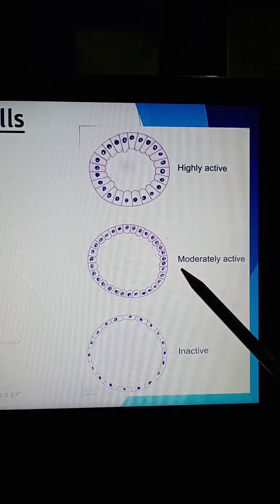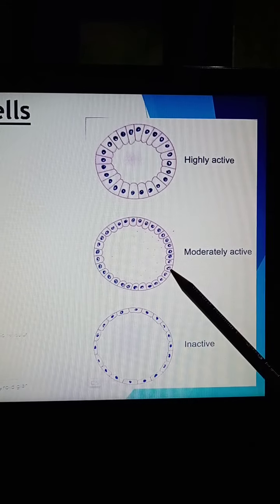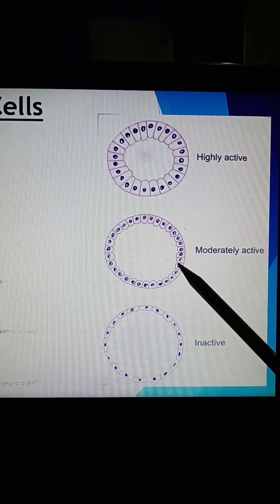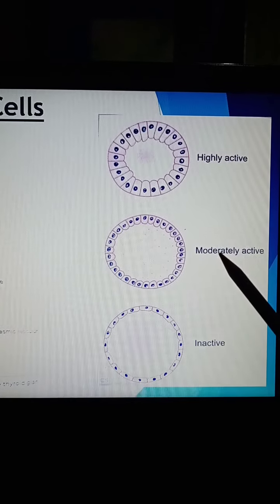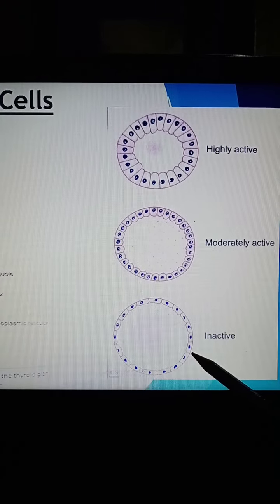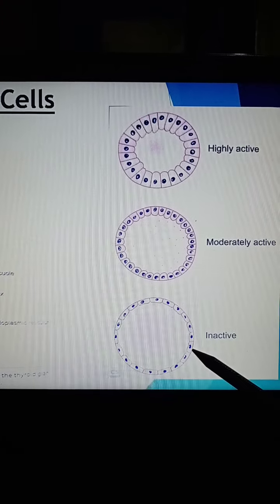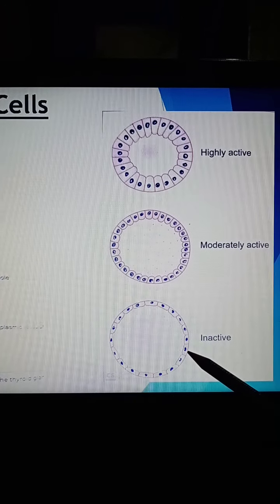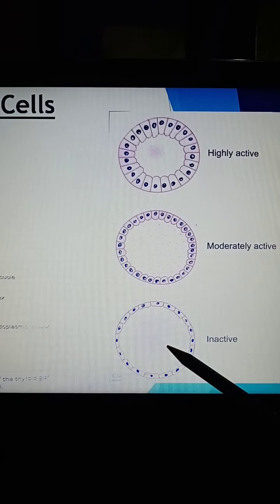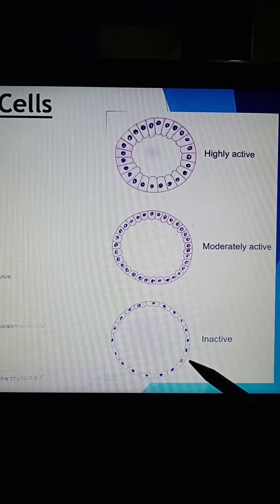The next part is the moderately active follicle. When the follicles are moderately active, the follicle is lined by cuboidal epithelium. This is cuboidal epithelium with a moderate amount of colloid. And when the follicle is inactive, not working, in the resting phase, the cells present in this follicle change their shape into squamous epithelium with a large amount of colloid. You can see here, a large amount of colloid, or abundant colloid. So different follicles show different levels of activity.